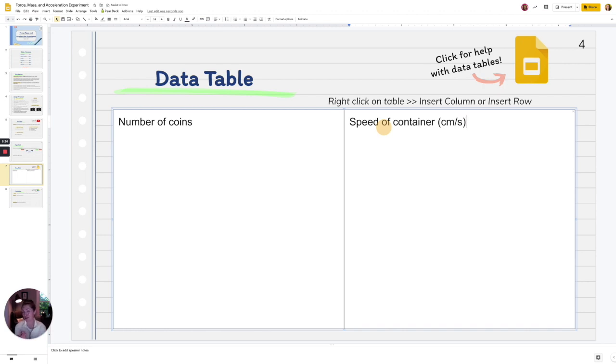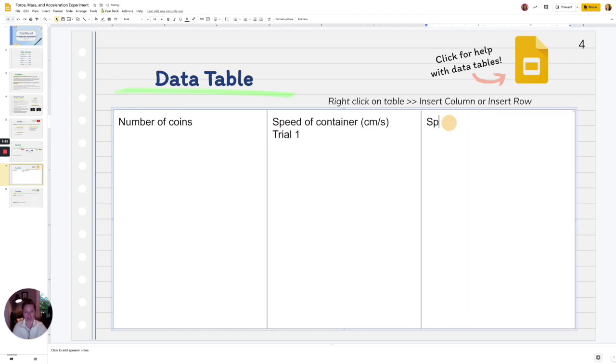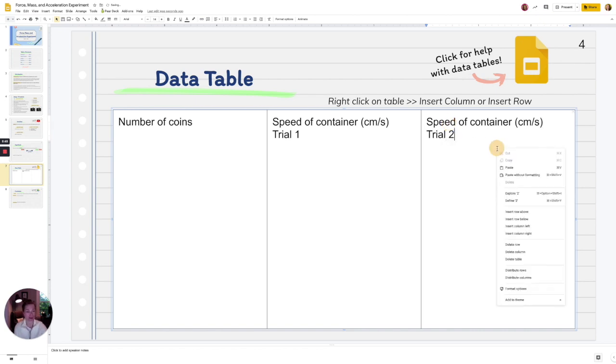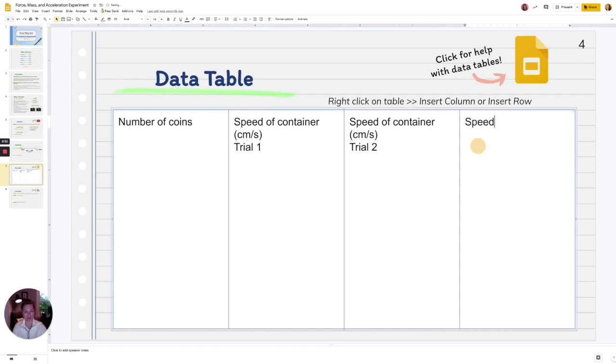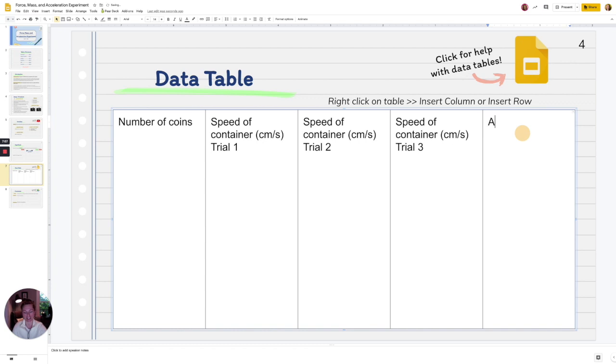Great. But this experiment requires that I run 3 trials for each of the different masses. So I'm going to call this one trial 1, and then add another column for trial 2. So right-click or control-click, insert column right, speed of container, centimeters per second, trial 2. And one more column for my third trial, speed of container, centimeters per second, trial 3. Now, it's always a good idea when you're comparing data to get some sort of average or analysis at the end. So I'm going to add one final column and call this average speed in centimeters per second.